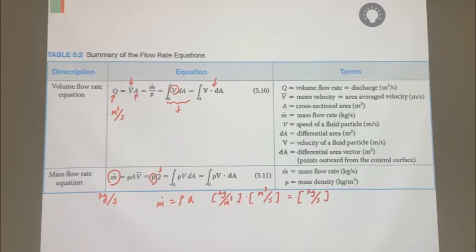Okay, so you need to keep in mind, if you compute the Q value and simply multiply by the density, we call that the mass flow rate, which is m dot in here. So that means you have the Q, multiply by the fluid density, and then you have the mass flow rate.